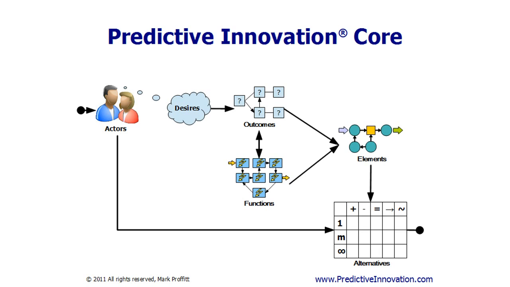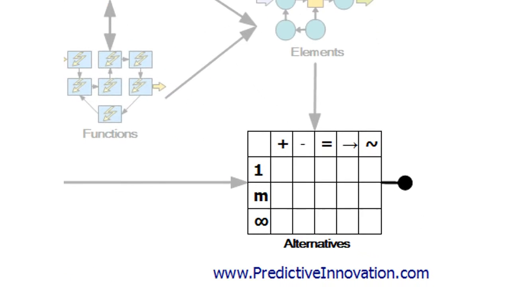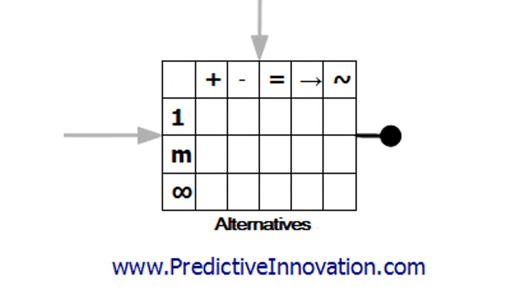Predictive innovation is a complete system of thinking, but you don't need all of it to start getting huge benefits. The alternatives grid is the central tool of predictive innovation. It applies to everything. Anything that can be made or done is described using the alternatives grid. This video explains the logical basis of the alternatives grid and shows why it is the core of describing anything that can be made or done.